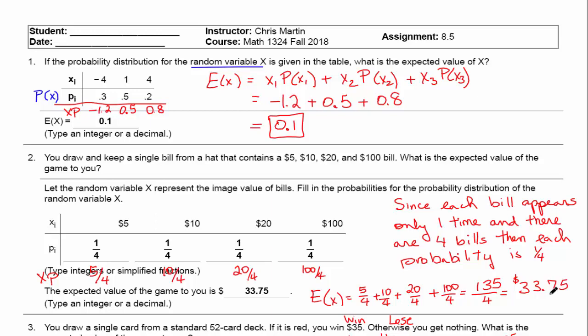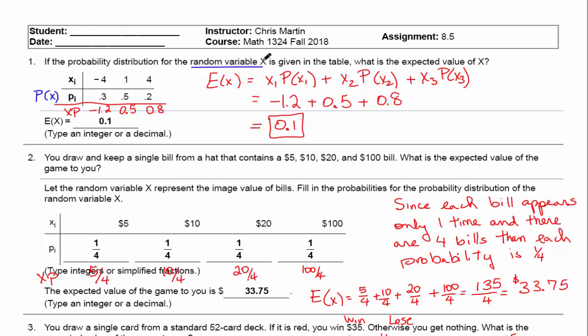Welcome to Math 1324, Section 8.5. This is our last section on probability. Here we're given a probability distribution. So this table here is a probability distribution.